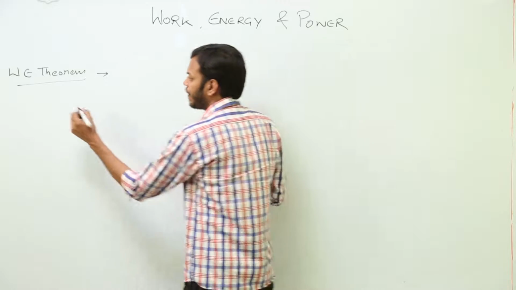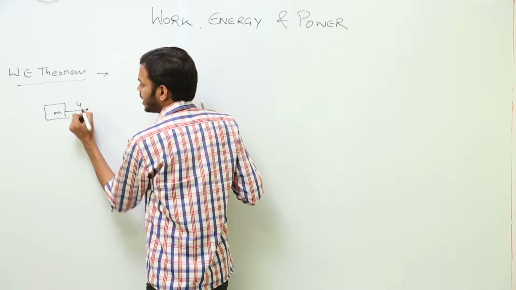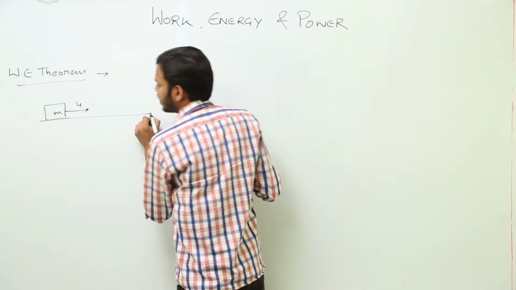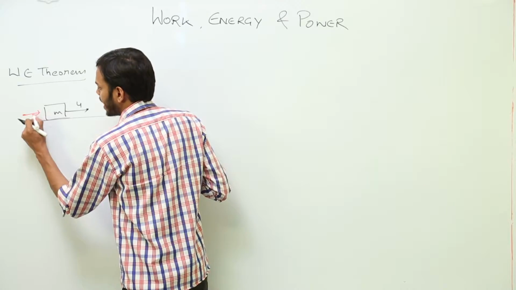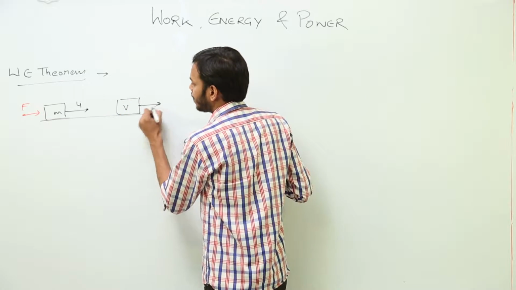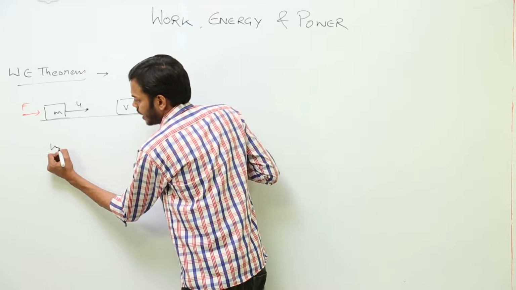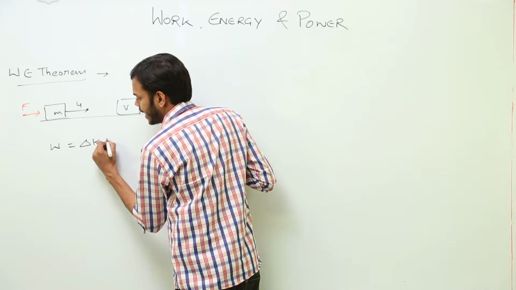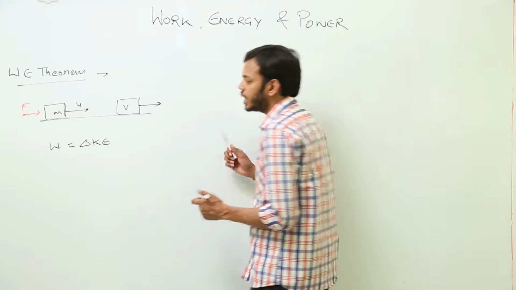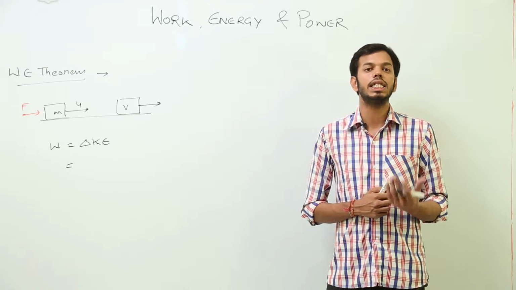In general, if there is a body of mass m which was initially moving with velocity u, and after covering some distance due to application of some force F newtons, the body is finally moving with velocity v, then whatever work has been performed on this body, that is work done, is equal to change in kinetic energy. Delta is a symbol which represents change. So change in kinetic energy means final kinetic energy minus initial kinetic energy.